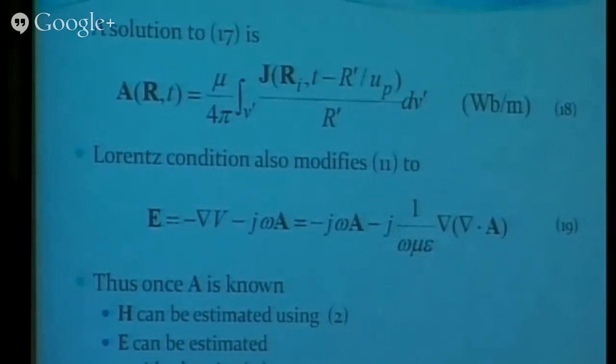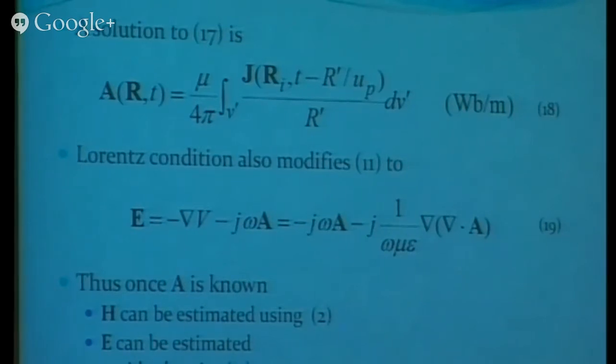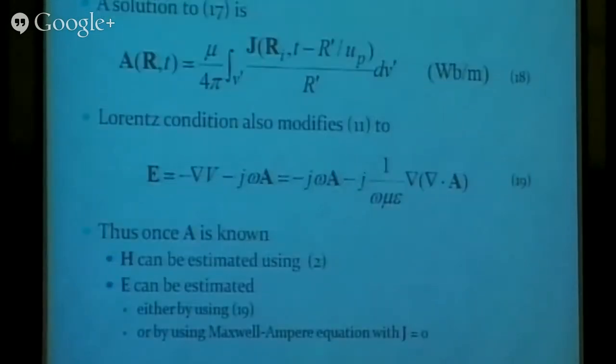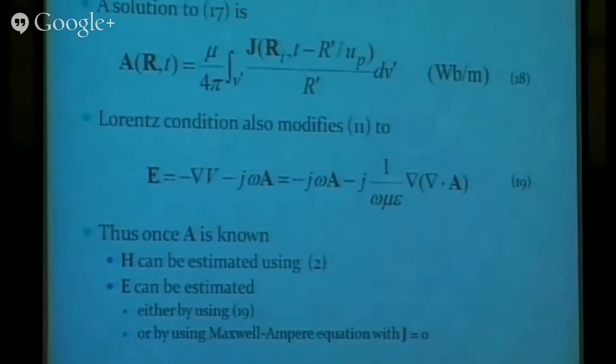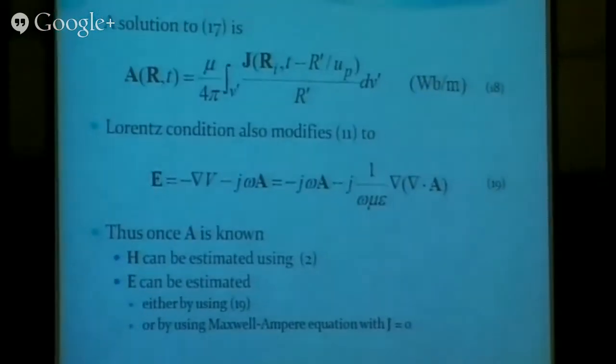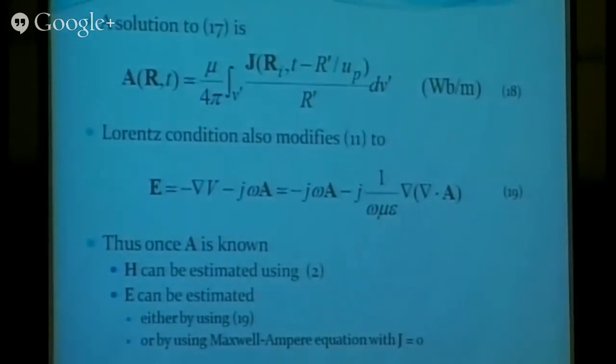So a solution, obviously, has to be in terms of retarding potential. A solution can be obtained like this. And we can see that the Lorentz condition, or Lorentz gauge, which is this, can also modify 11. What is 11? This. So now, once we know A, H can be calculated very easily because curl of A gives B. And then E can be estimated either by using 19, which is this, or by using the Maxwell-Ampere equation with J equal to 0.